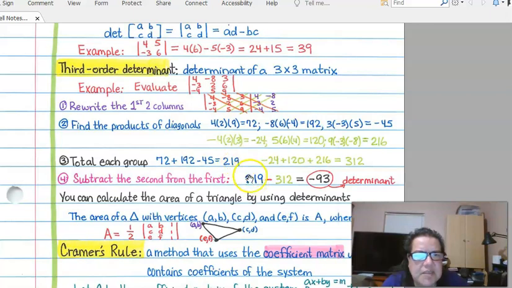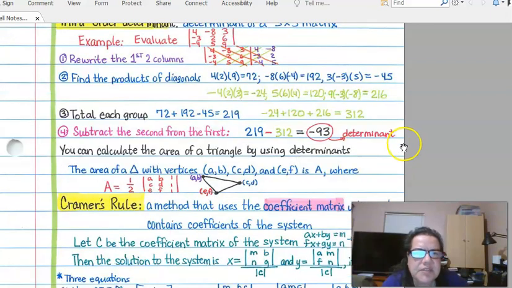So 219 minus 312 gives me a determinant of negative 93. So why are we doing determinants? Well, it's going to help us solve systems of equations. Remember, because a matrix can help you solve a system.